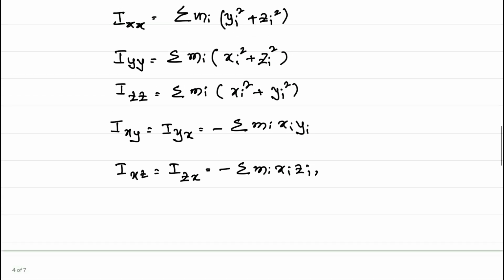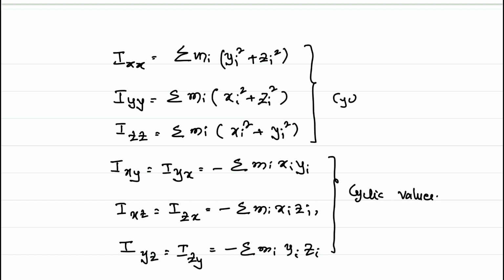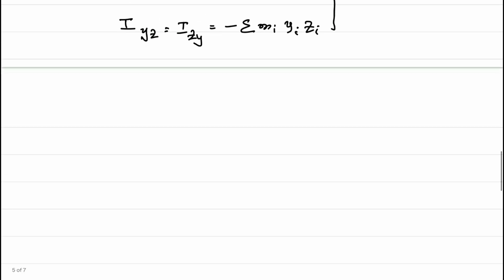These things are from vector algebra. I have already explained about the vectors in the previous classes. If you have any doubt, please refer to the previous lectures. Iyz is equal to Izy is equal to minus sigma mi yi zi. These are all cyclic values. If you understand one, not remember rather, if you understand one, these are all cyclic values, they repeat. Now we have got all the values.